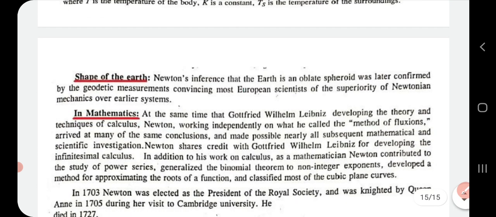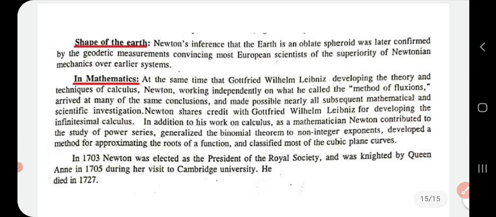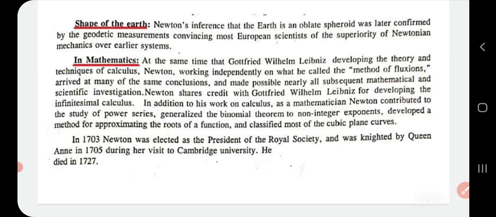Next, he has discussed the surface of Earth. He said that Earth is an oblate spheroid. Then he has made a lot of contributions in the field of mathematics, especially in the area of calculus. Then power series, then binomial theorem, then non-integer exponents, roots of a function, then cubic plane curves, etc. So that's all about Isaac Newton.